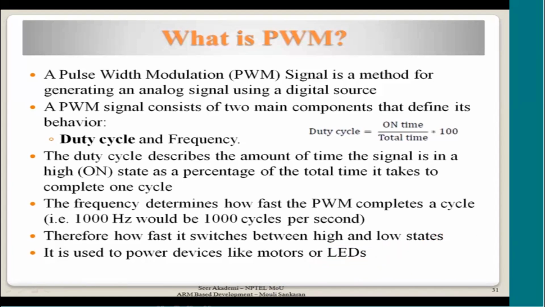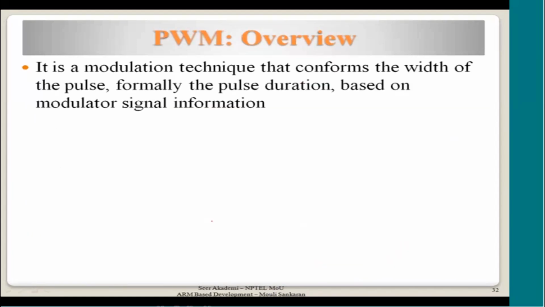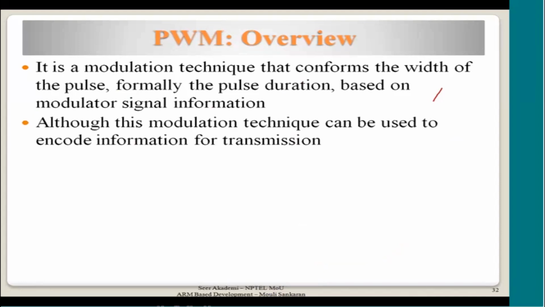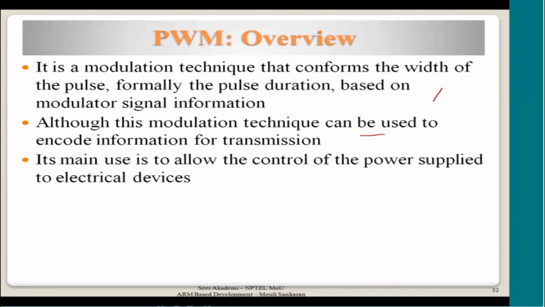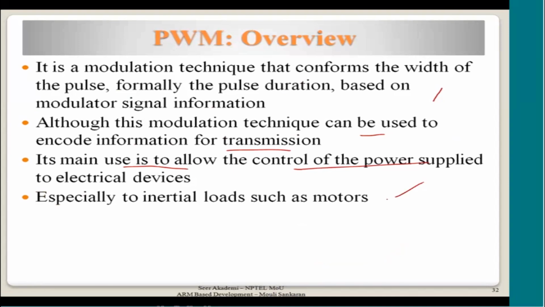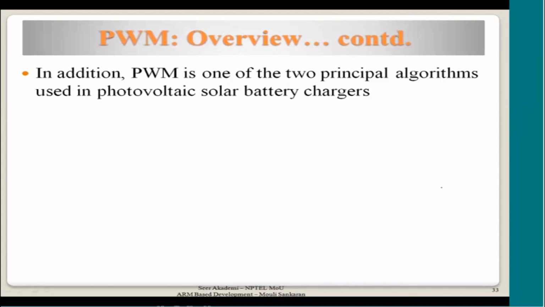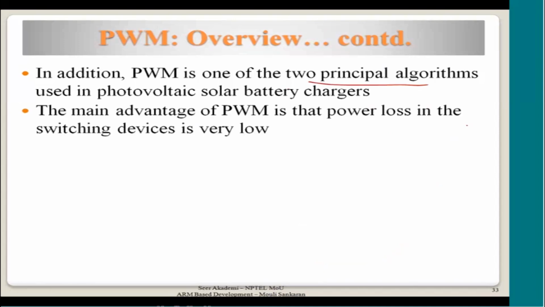So it generates the signal in this way. It is a modulation technique that controls the width of the pulse, formally the pulse duration, based on the modulated signal. Although this modulation technique can be used to encode information for transmission, its main use is to allow the control of the power supply to electrical devices, especially to inertial loads such as motors. In addition, PWM is one of the two principal algorithms used in photovoltaic solar battery chargers.